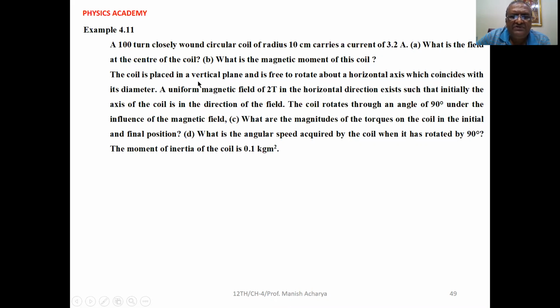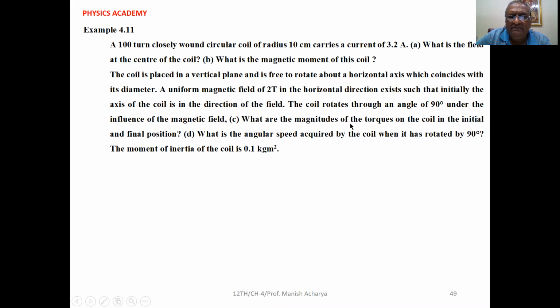The coil is placed in a vertical plane and is free to rotate about a horizontal axis which coincides with its diameter. A uniform magnetic field of 2 Tesla in the horizontal direction exists such that initially the axis of the coil is in the direction of the field. The coil rotates through an angle of 90 degrees under the influence of the magnetic field.